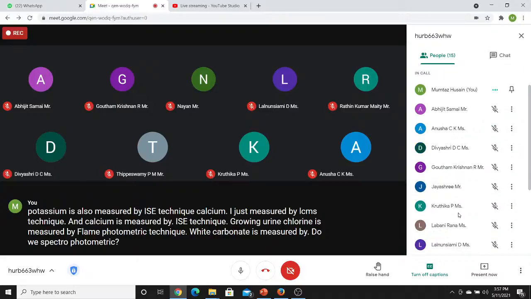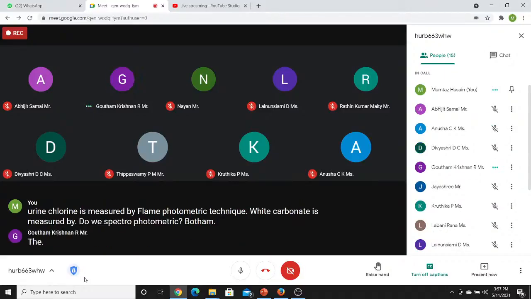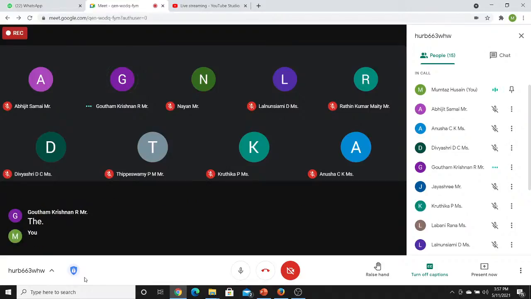Gautam, is the concept clear to you? So what is vacuate? Vacuates means, I'll show you.